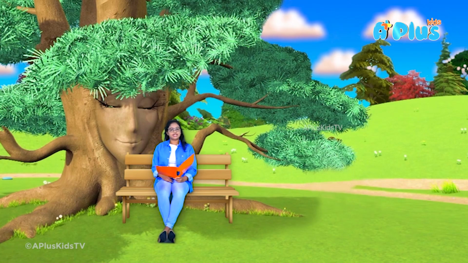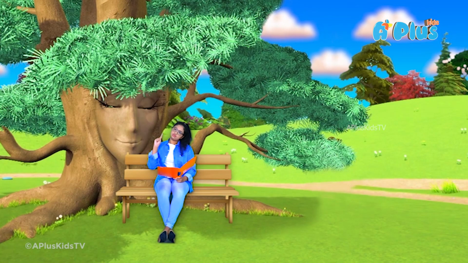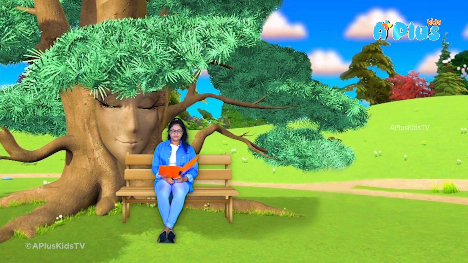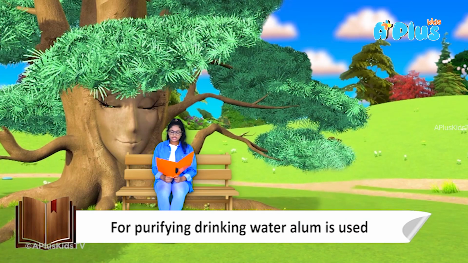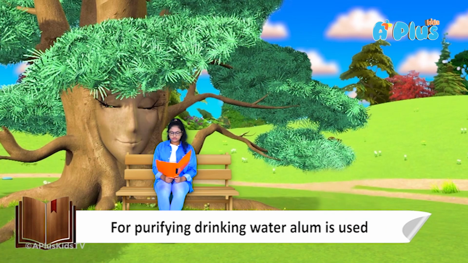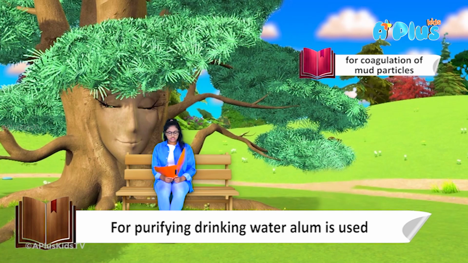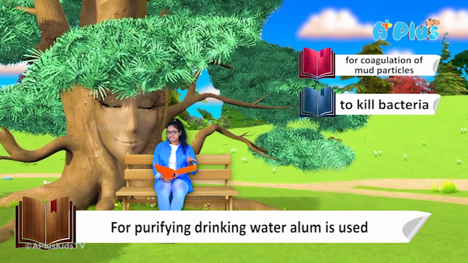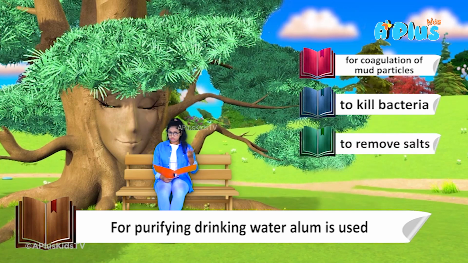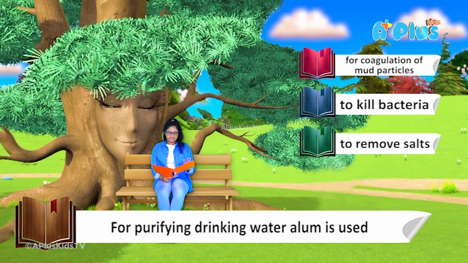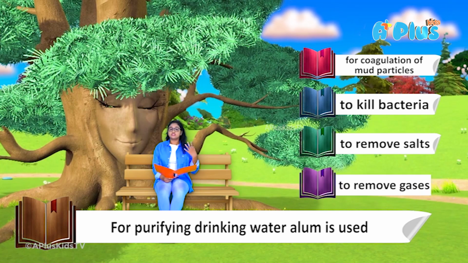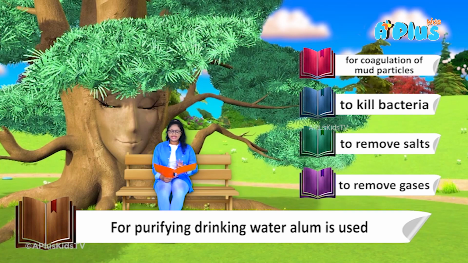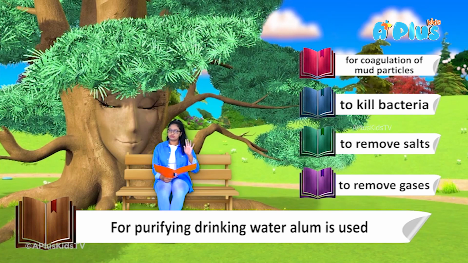We'll move on to question number 2. For purifying drinking water, alum is used for coagulation of mud particles, that is option number 1. To kill bacteria, that is option number 2. Option number 3 is to remove salts. Option number 4 is to remove gases. Why is alum used to purify drinking water?